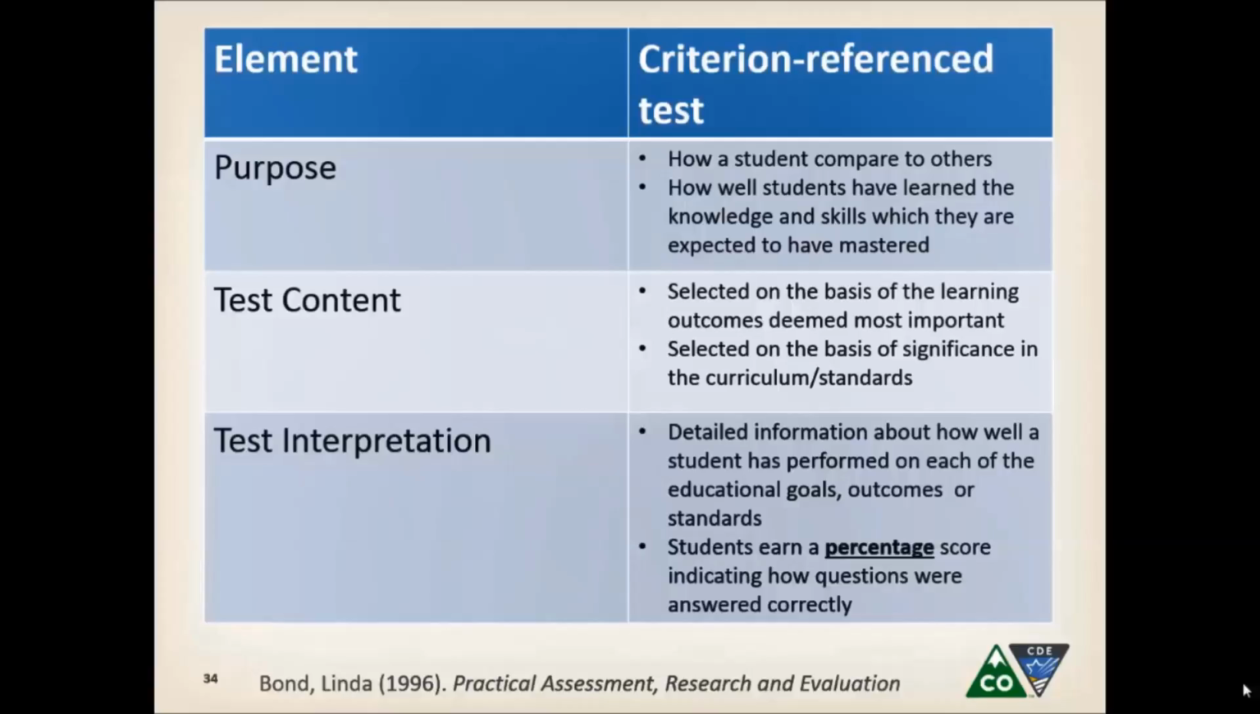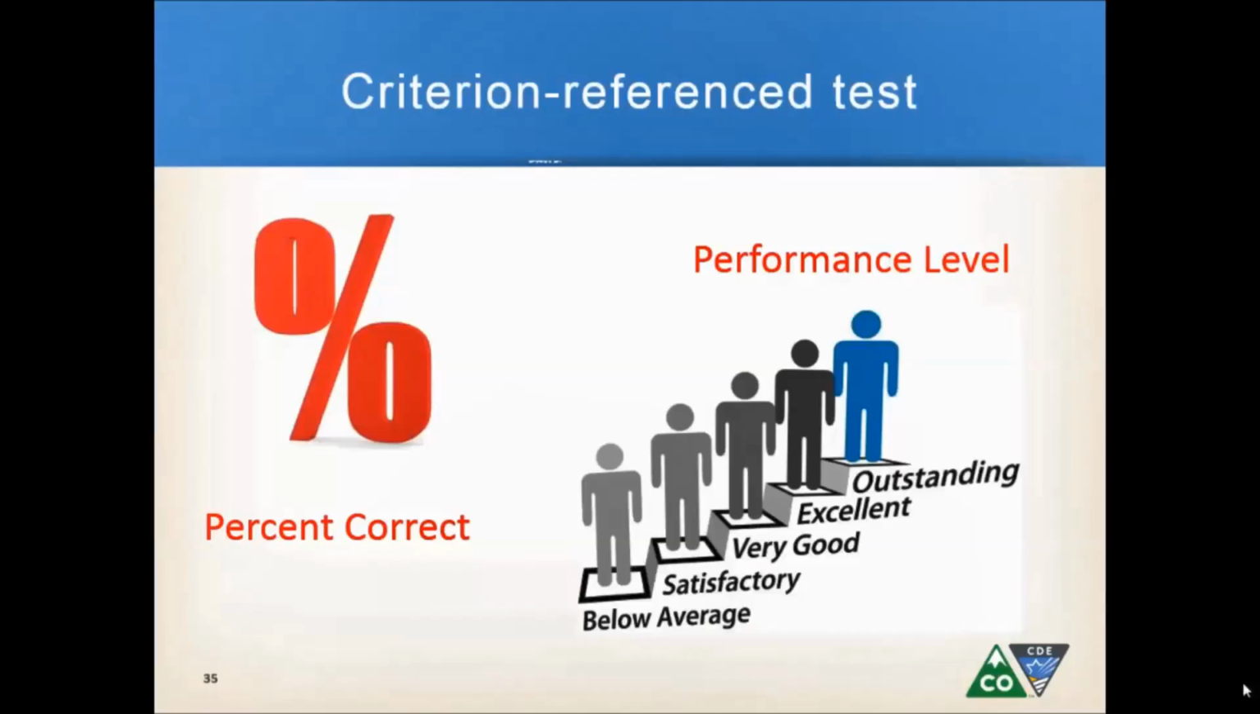Therefore, the data that we receive gives us information on how well that student performed on the educational goals that were established, or those learning outcomes, or the state standards. And we receive either a percentage or a performance level on a criterion reference test. So let's look at the type of data we receive on a criterion reference test. Often we receive a percent correct or a designated performance level.